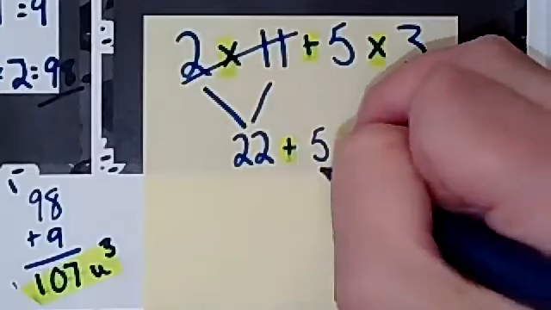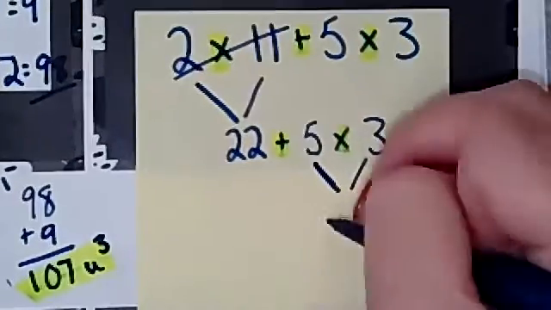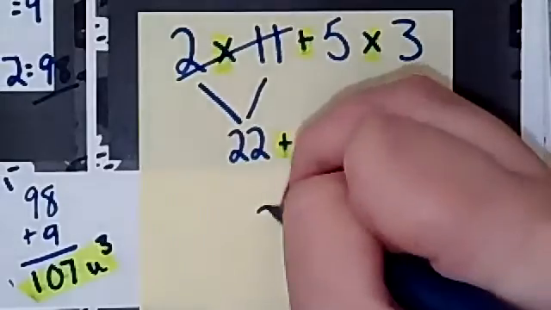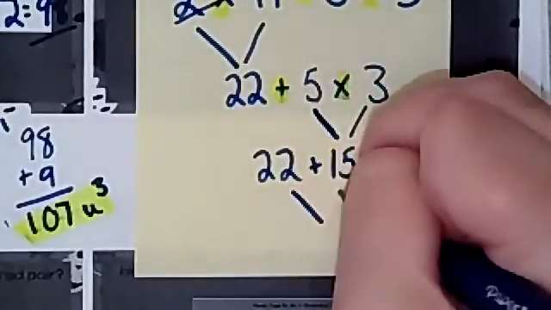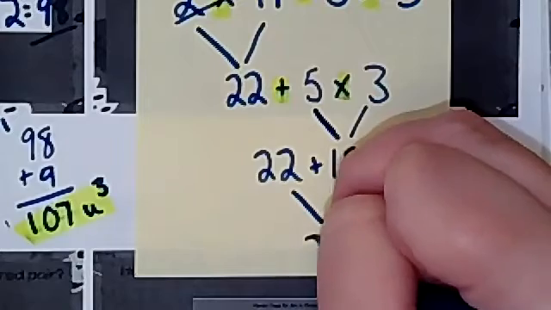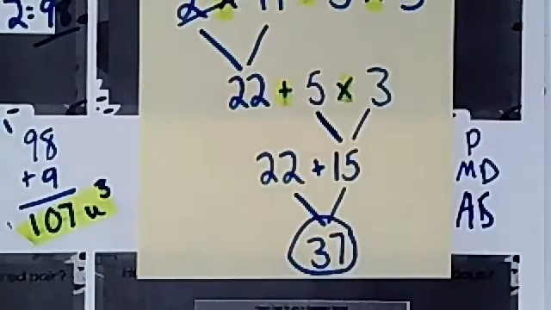Very good. So do your multiplication next. Sam, what is 5 times 3? 15. So now I've got 22 plus 15. All right, and then 22 plus 15 is what, Jaden? Very good. That's your pizza to your garlic sauce.